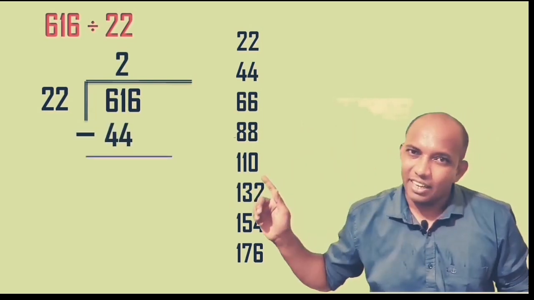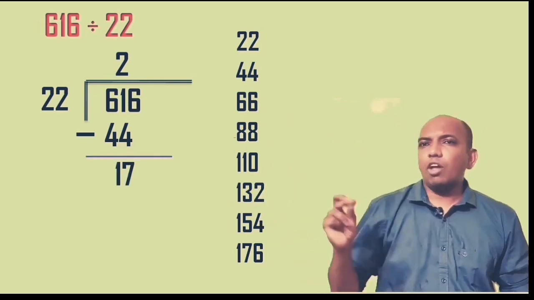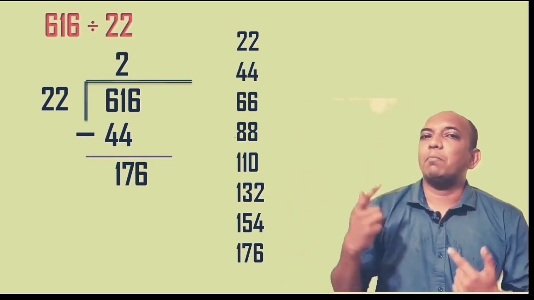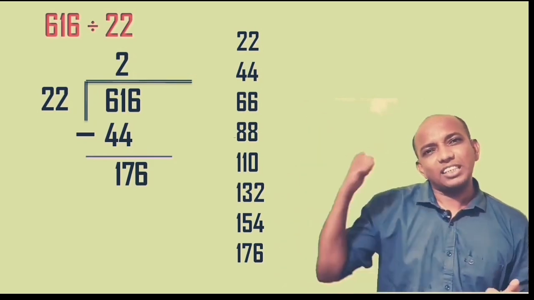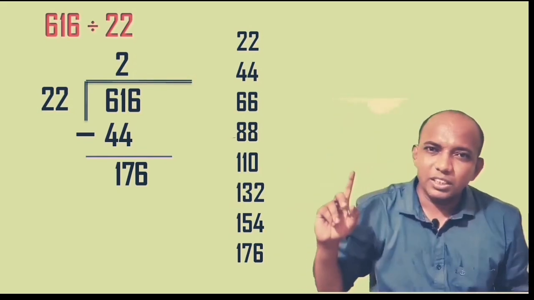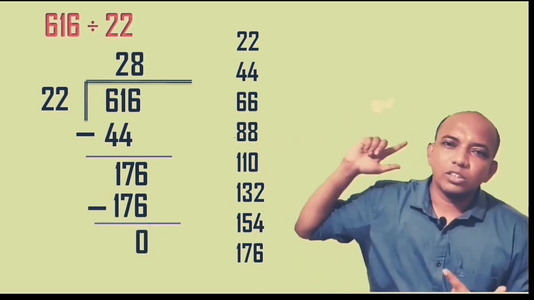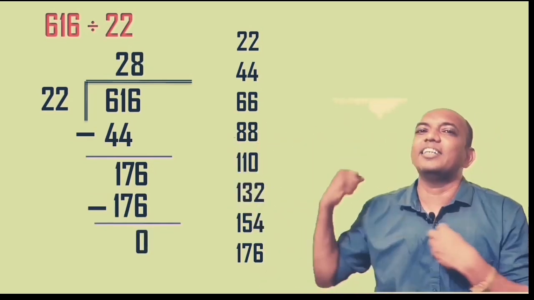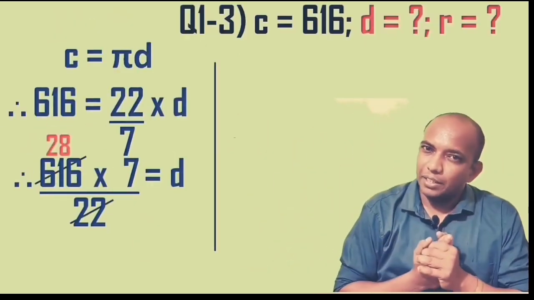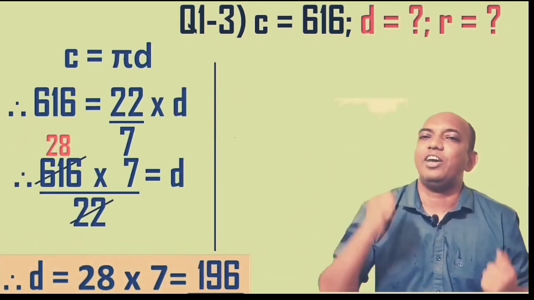It goes in subtraction, right? 2 in the quotient, and the moment you subtract it, we get the answer 17. Correct. Now the next 6 of 616, that is the last 6, must be taken down. That makes the number 176. And do we have 176 in the table of 22? Yes, it is 8's. So 8 will be written in the quotient, 176 subtraction, that makes the remainder 0. So in short, when 616 is divided by 22, we get the answer 28, and that makes 28 into 7 equals diameter, and after carrying out the multiplication we get the answer 196. Isn't it easy? Yes, why not?